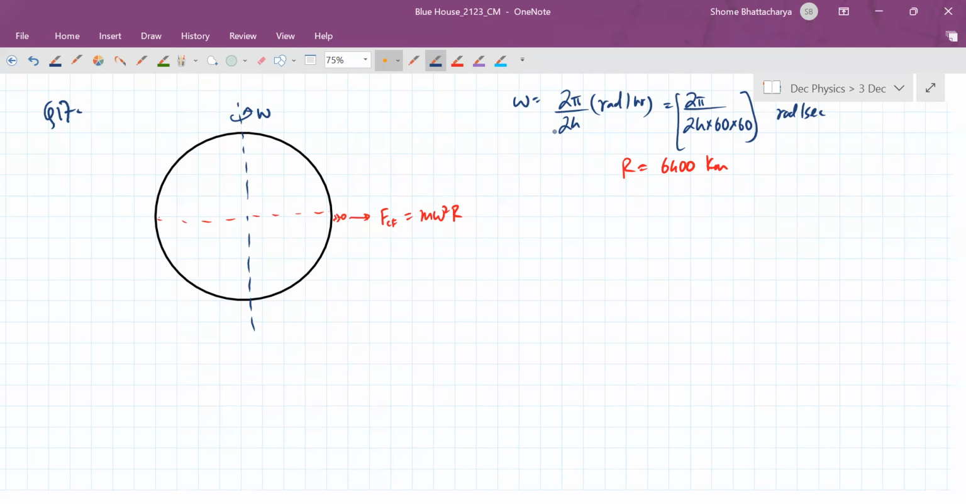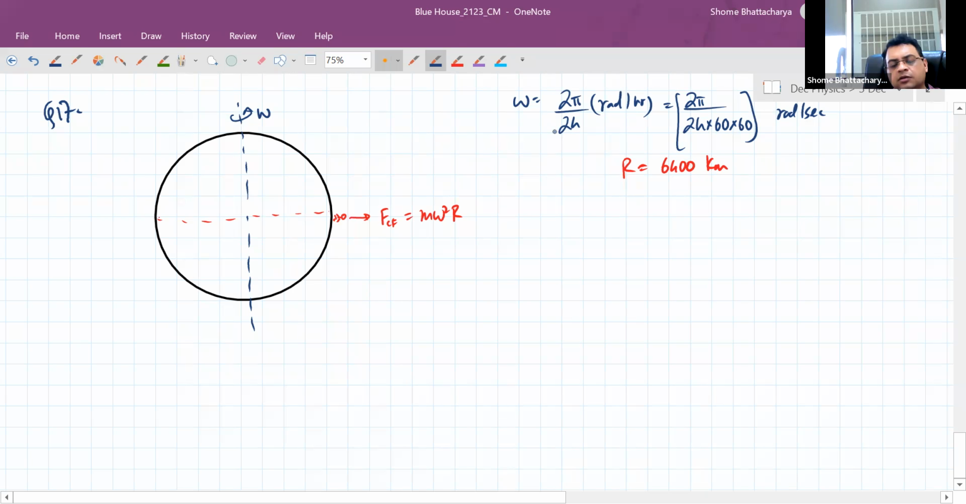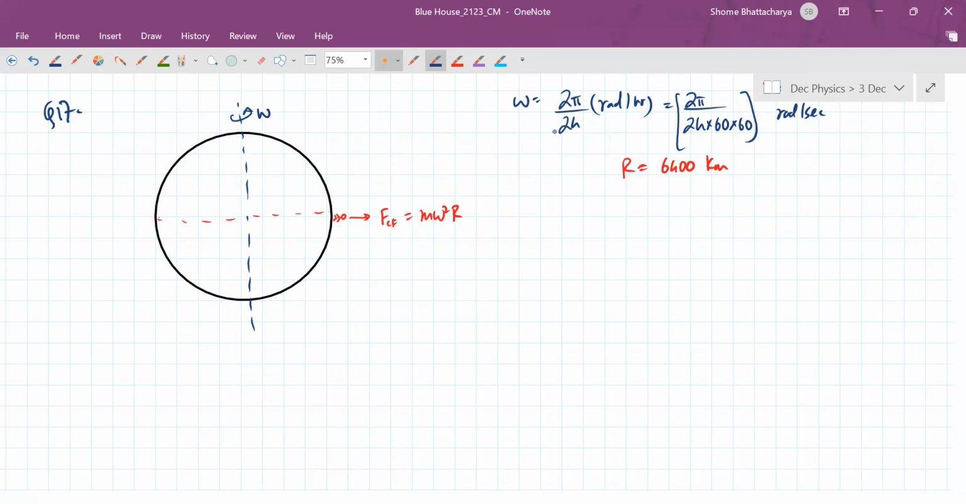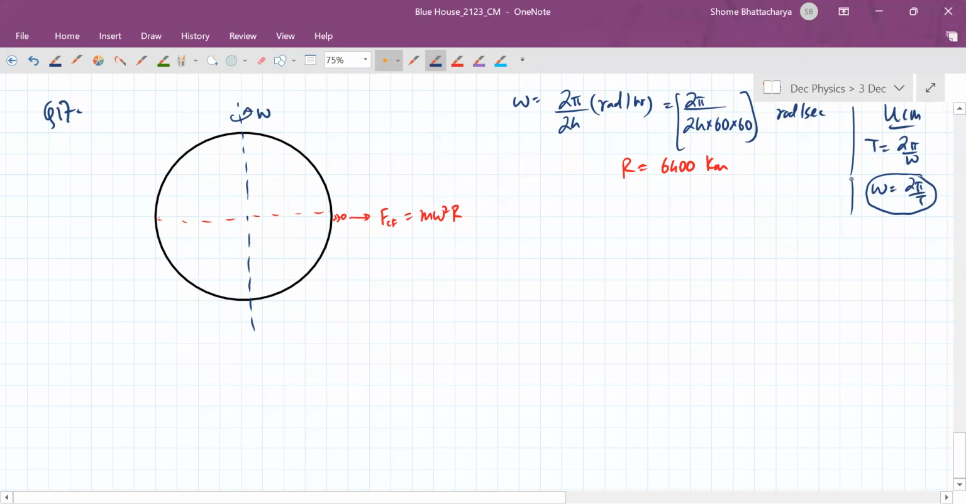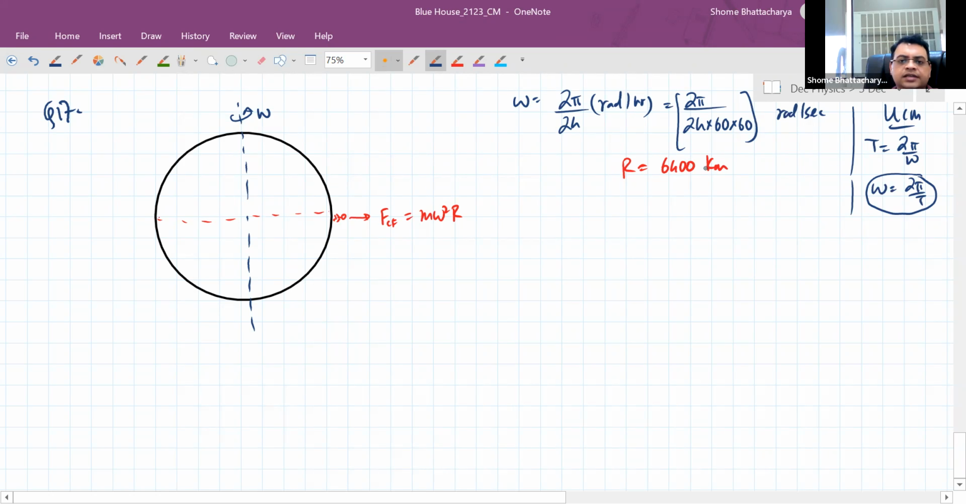So what is the angular speed therefore? It is the number of radians covered in one revolution, which is 2 pi radians, divided by the time period. We are just using the concept of uniform circular motion, which is a periodic motion which has a time period of 2 pi upon omega, or angular speed is 2 pi upon time period. In the case of the Earth, the time period is one full day, which is 24 hours. So that's how we now convert it to radians per second, which is the SI unit.